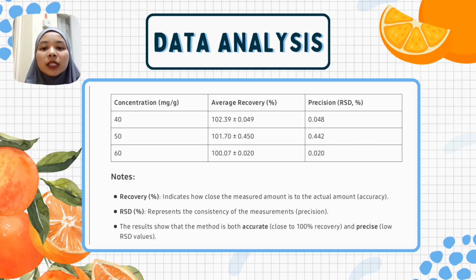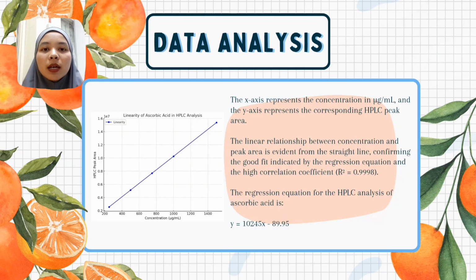And so for the precision RSD, the RSD value was extremely low across all concentrations. At 40 mg per g concentration, we have an RSD value of 0.048%, for 50 mg per g concentration we have 0.442%, and for 60 mg per g concentration we have 0.020%. So this low RSD value shows that the method is highly reproducible and precise, with minimal variability between all the measurements. Next, we look into the linearity testing.